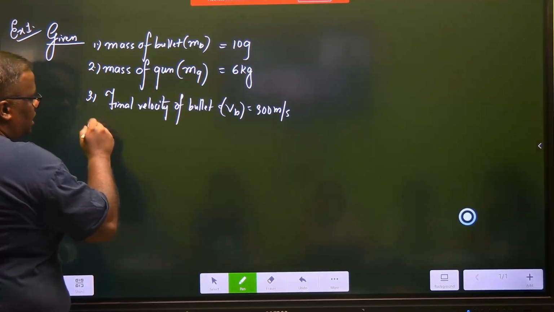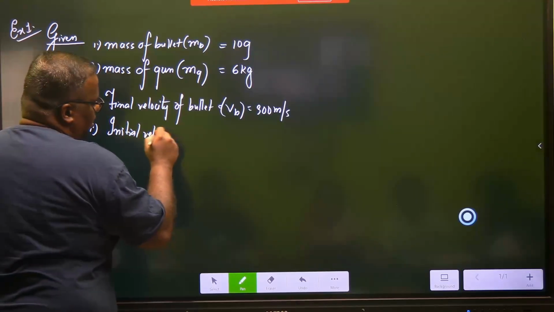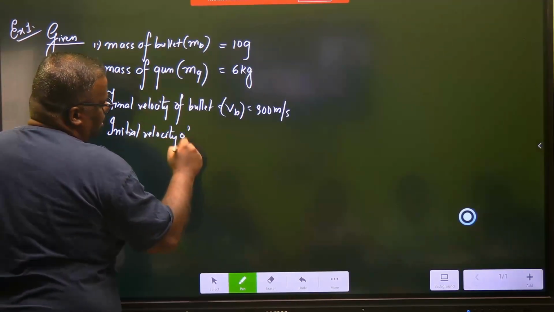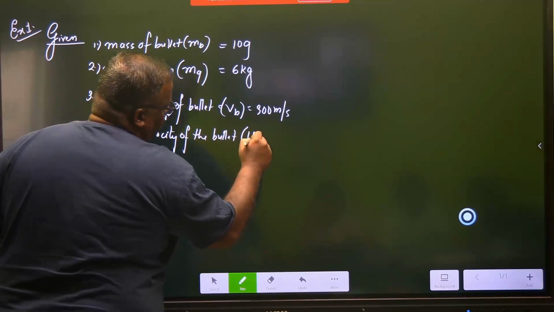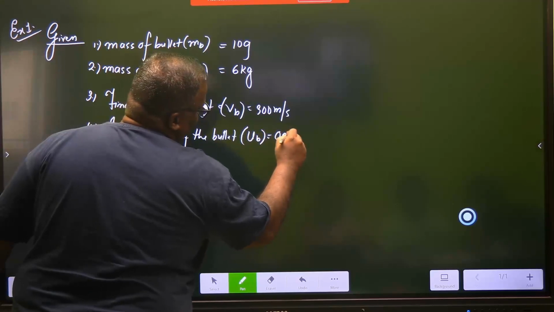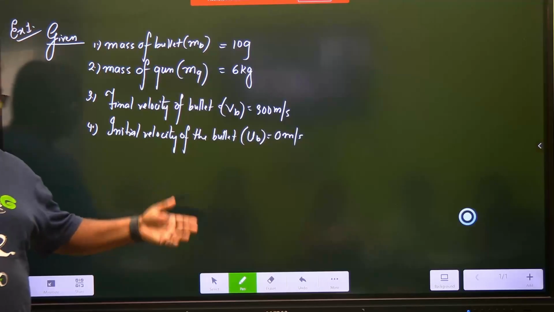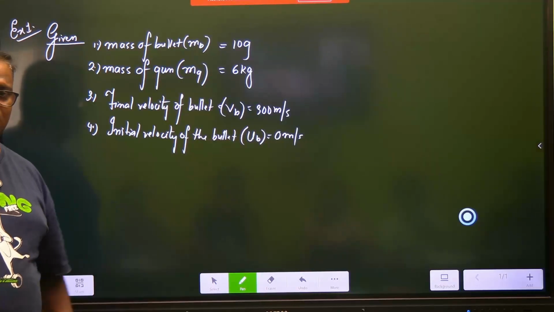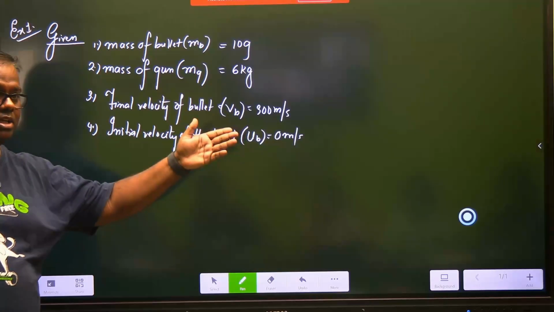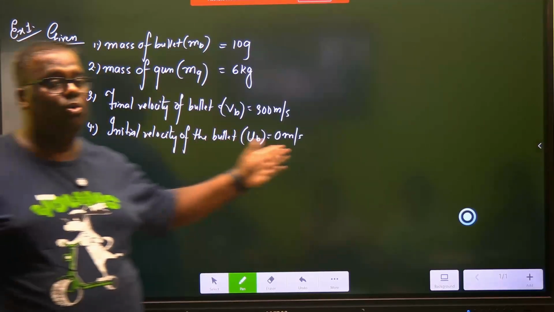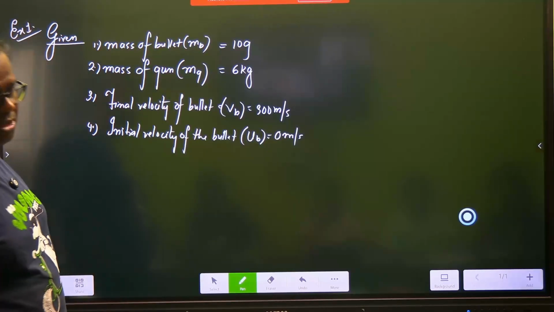So fourth, we will say initial velocity of the bullet. That would be UB is equal to 0 meters per second. Why 0 meters? Because initially the bullet is just loaded on the gun. The gun is at rest, the bullet is also at rest. Then the incident happens, the discharge. Then what happens? Bullet has taken a velocity. So we assume that the bullet will go this side. Now they'll ask us to find the recoil speed of the gun.